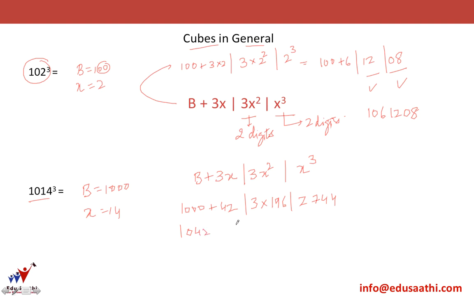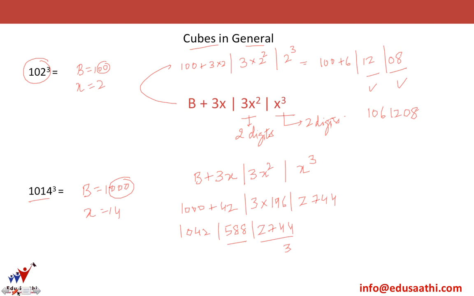196 into 3 is equal to 588. So I have 588 here, and I have 2744 here. Now since the number of zeros in 1000 is 3, at this place and at this place I can have a maximum of 3 digits, but here I have 4.